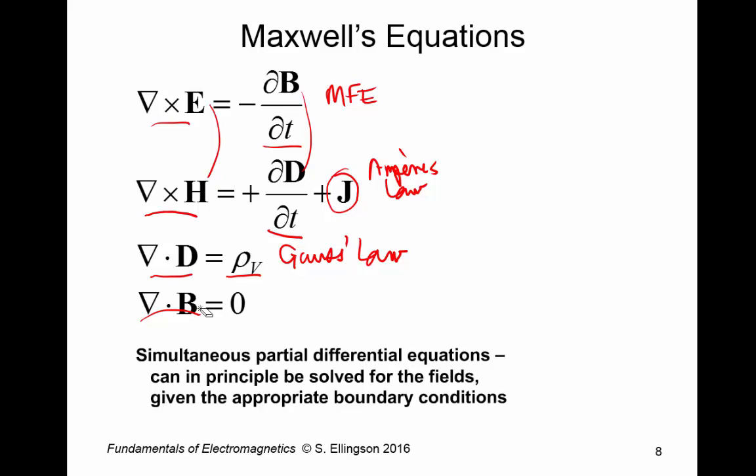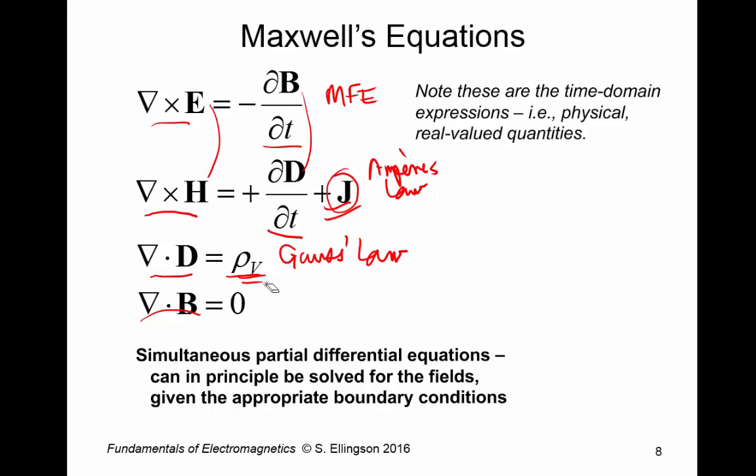So what we have here is 4 simultaneous partial differential equations. Just as with any partial differential equations, they can, in principle, be solved for the fields. So if you know J, if you know rho sub V, and you know the boundary conditions, which I've just told you, you could solve for E, H, and then also B and D, because B and D, of course, are very simply related to E and H. Note that these are the time domain expressions, that is, the physical real-valued quantities. I make that distinction because in a moment we will do the frequency domain expressions, which are a little bit different.